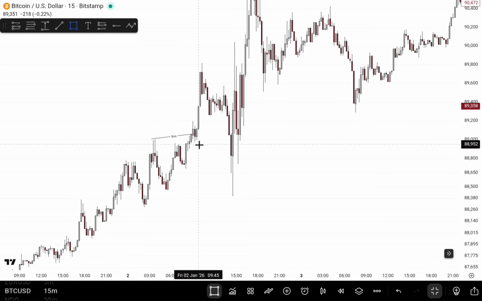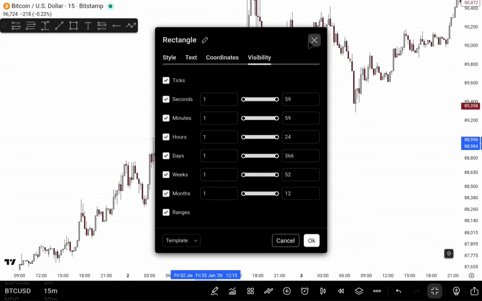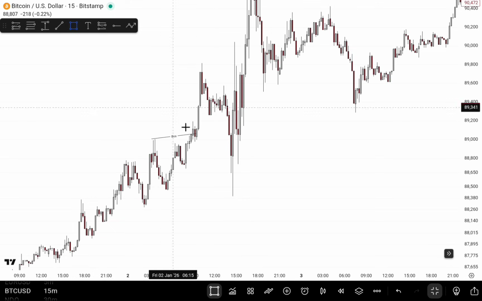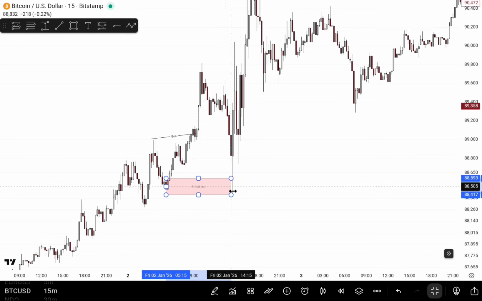So price cleared liquidity from here. Price cleared liquidity at that spot. Can you see the candle, right? So most people will want to take a trade from here. So price took liquidity. I also have this order block which price also reacted from.